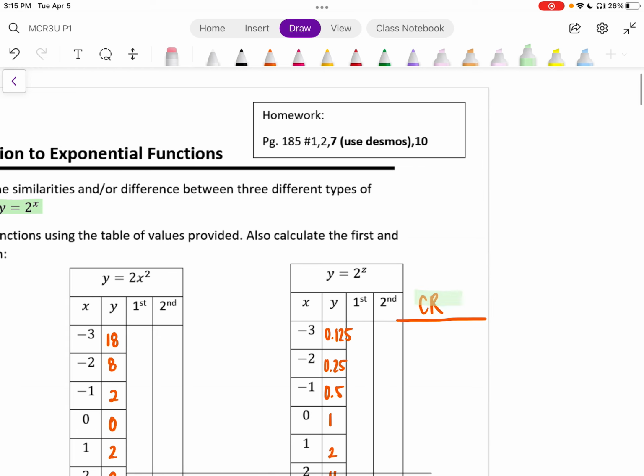I actually added a separate column for y equals 2 to the power of x. So you'll see on yours, just say y to the power of 2x. I added a separate column because that one's going to have the constant ratios as well.